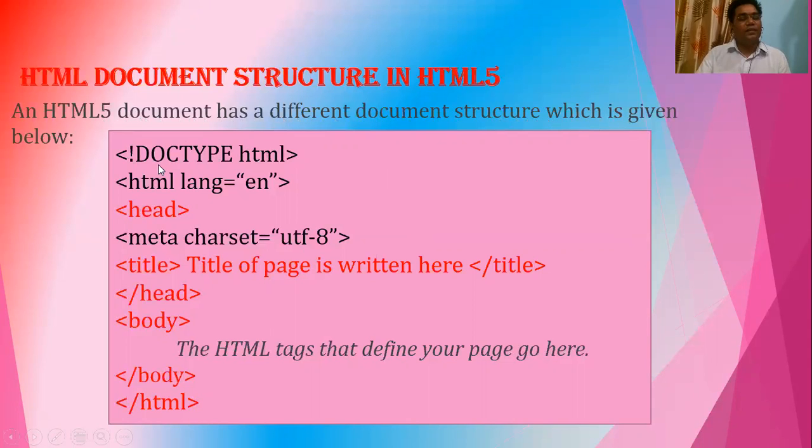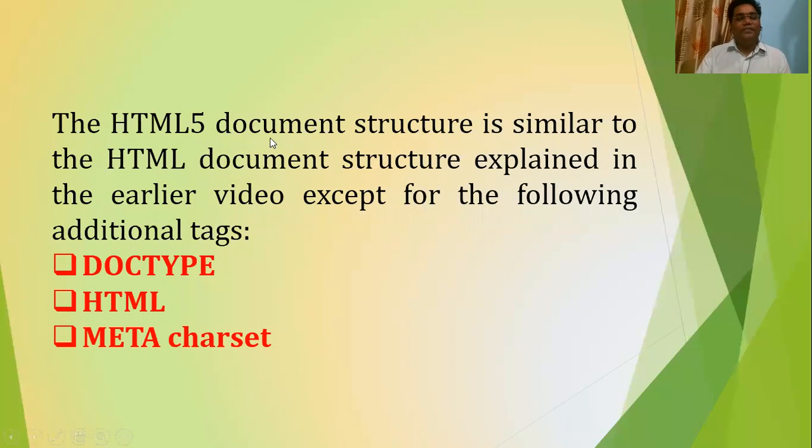You can see in the previous version, we are not required to type doctype HTML, but in this we have to type doctype HTML, and all these things we have to type when we are going to create an HTML document in the HTML5 version. The HTML5 document structure is similar to the HTML document structure explained in the earlier videos, as I have told you, except for the following additional tags. Only these additional tags are there, and apart from these three, all other things are almost the same. The first one, doctype, is a tag, HTML is a tag, and meta charset is an attribute, and meta is a tag. These three additional tags we have to use while creating an HTML document in the HTML5 version.